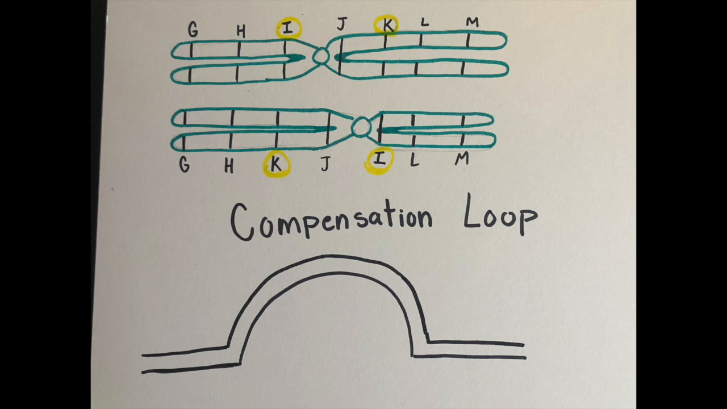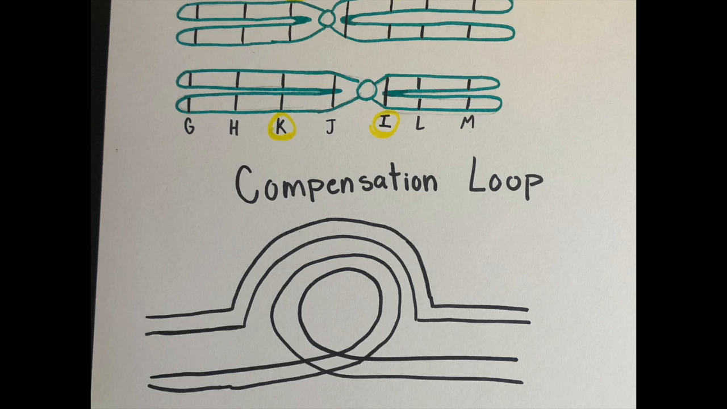So in drawing a compensation loop, first you're going to draw your normal chromosome, and it's going to have a big bump in the center, and then you'll draw your chromosome with the inversion and do a loop around inside of it. So each line here will represent a chromatid, and the pairs of lines will represent a chromosome.